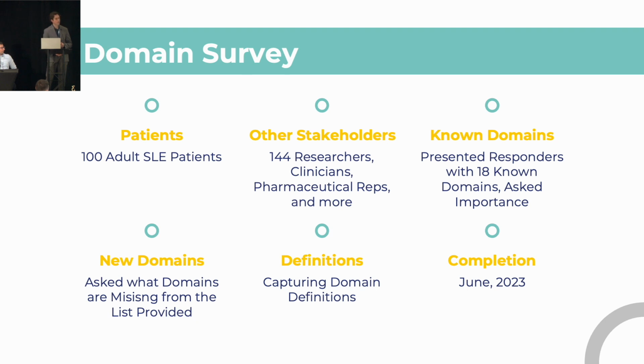Lastly, we have our domain survey. We administered this to 100 patients through the Toronto Lupus Clinic, as well as 144 other stakeholders, many of whom are in this room. We presented all responders with 18 known domains of lupus and asked them to rate the importance of these domains, as well as to suggest any additional domains to add to this list. We captured any definitions that were provided, and again, we hope for the analysis of all of these results to be completed by June.